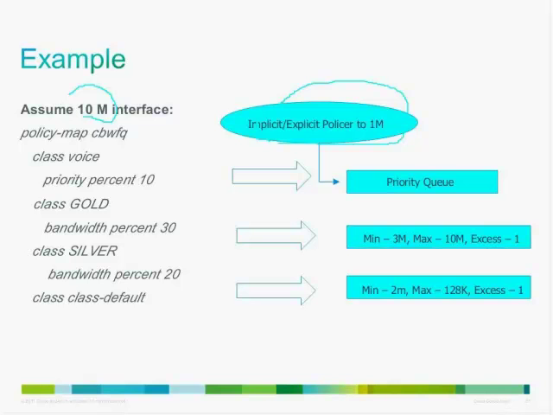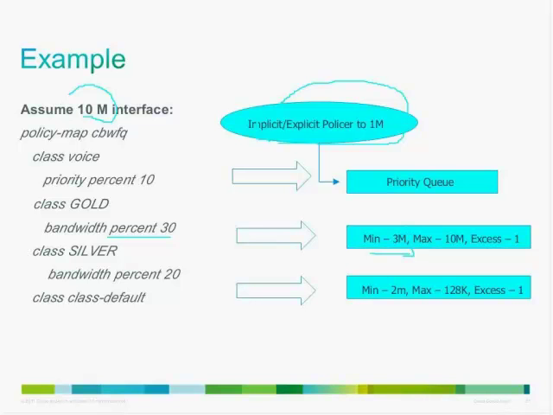And I have a class called gold where I'm giving the bandwidth as 30%. So I'm giving a minimum guarantee of 30%. At the point of congestion, I can send up to 3 Mbps. But if there is no other traffic, I can go all the way up to 10 Mbps, which is the bandwidth available. And for the silver class, I'm giving a bandwidth percent of 20, which is 2 Mbps, and let's suppose there is bandwidth available here.